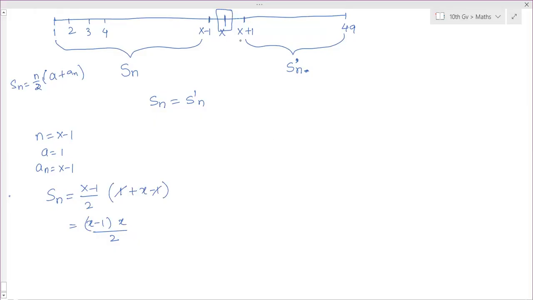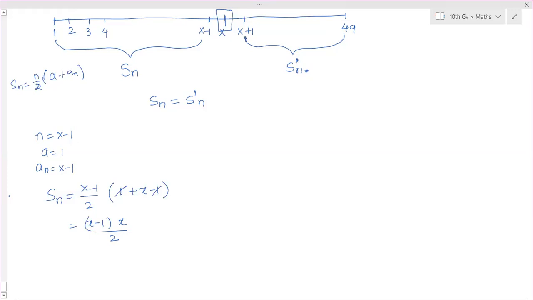Now on the right hand side. Now how to calculate this? So the first term is X plus 1, then X plus 2, and then till 49. So this part, instead of finding the sum of this directly, we can find it indirectly.